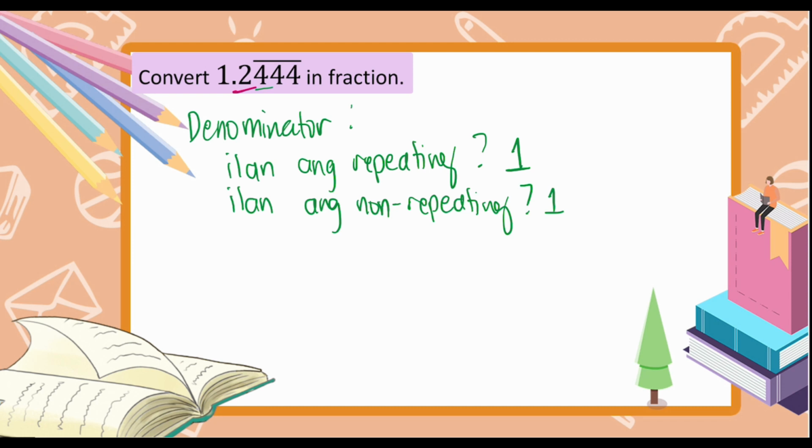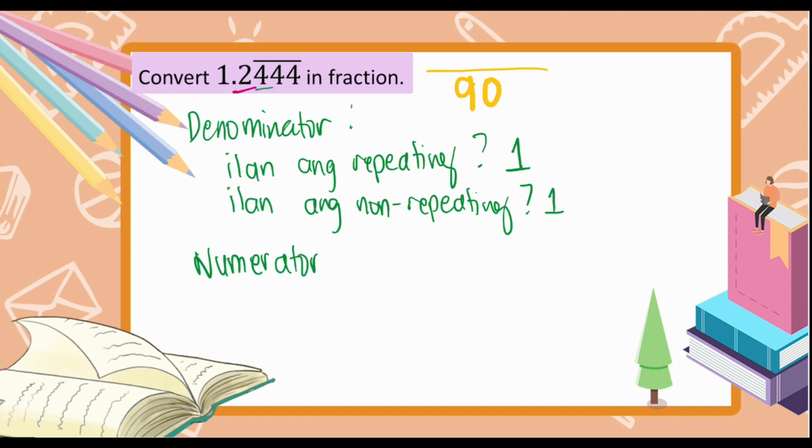So, meron lang tayo ding isa. Okay? So, kapag repeating ang pinag-uusapan natin, we are going to use 9. So, dahil isa lang yung repeating natin, we are just going to use isang 9 lang. Kapag naman we are talking about non-repeating digit, we are going to use 0. So, dahil isa lang ang ating non-repeating digit, so isa lang din yung 0 na gagamitin natin. So, our denominator is 90. Punta naman tayo sa numerator.